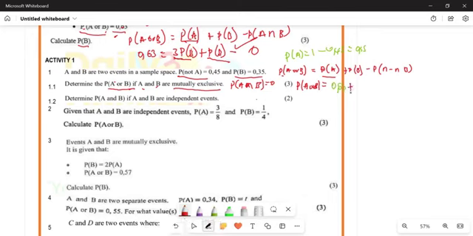Plus the probability of B, which is 0.35. Minus, what is the probability of A and B? It's 0. And then if you do that, what do you get? It's 0.9. We're going to get 0.9.